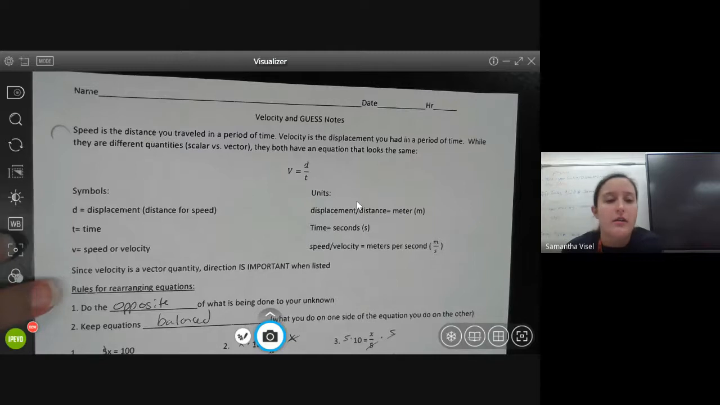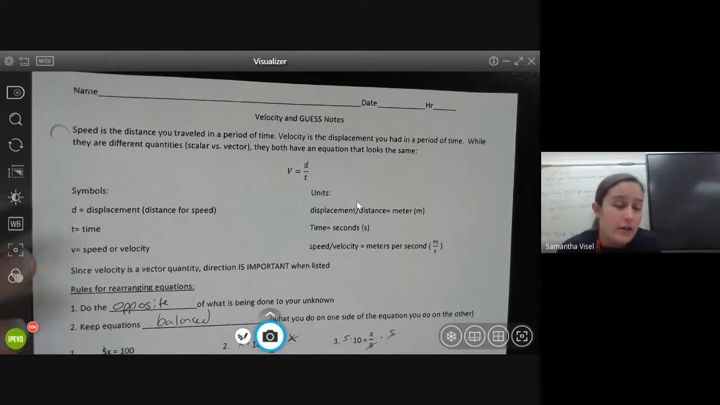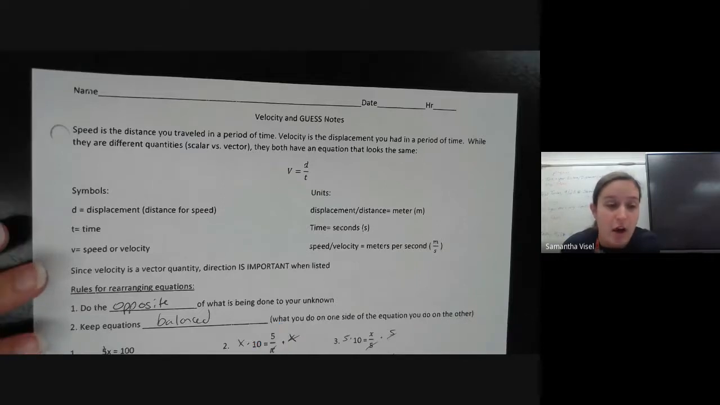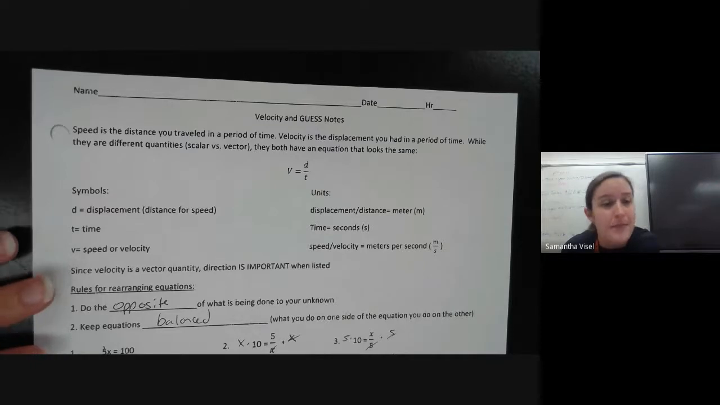So our notes were on our very first formula, the velocity, also known as the speed formula, which you probably have used before, and also how to approach a physics story problem. So what's that thought process that you need in order to solve a physics problem correctly?